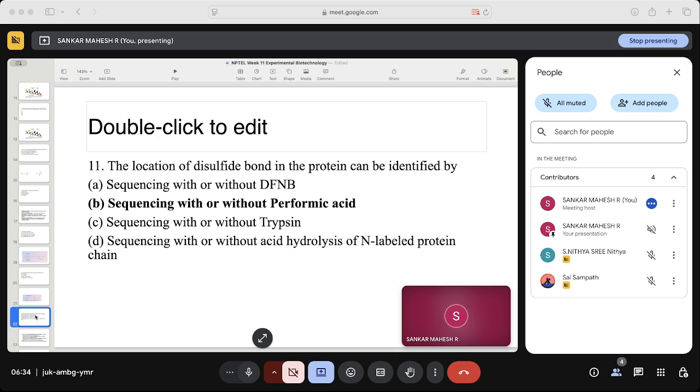The next question is, the location of disulfide bond in the protein can be identified by dash. Sequencing with or without DFNB, sequencing with or without performic acid, sequencing with or without trypsin, sequencing with or without acid hydrolysis of N-label protein chain. So we discussed this a couple of questions back. You can think about what a chemical can modify a disulfide bond and how it can modify. Based on that, we will discuss this question. You can take a couple of minutes to think about this.